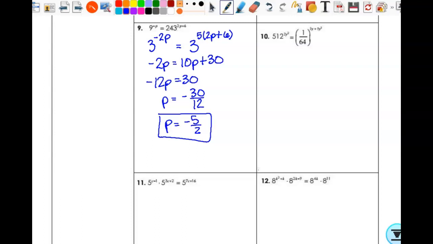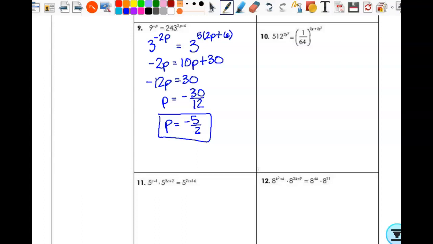All right, so I need to look for a common base for number 10. Now, I know I could break 64 all the way down to 2 if I had to. I could also break 512 all the way down to 2 if I had to, but I'd rather not because then that just might make my exponents a little bit more complicated. Is 64 squared 512? No. Even if you don't know what it is, it's not 512, right?